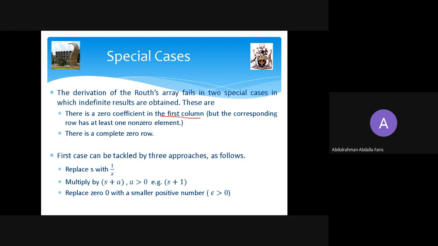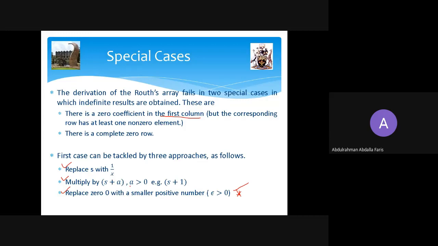For the first case, you can tackle it by using three methods. You can use this, that, or that. Most textbooks show this one, which is a common one. You replace your characteristic equation with 1 over s. Each place where there is s, you replace it with 1 over x.